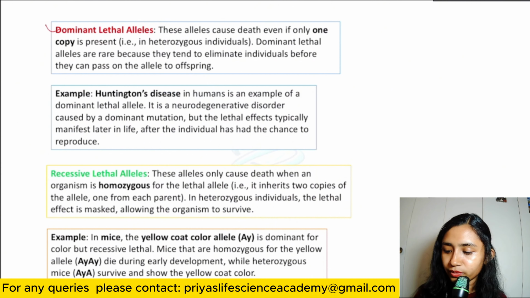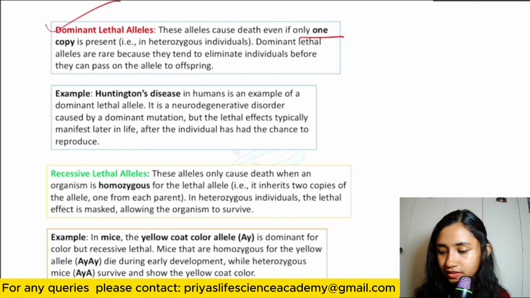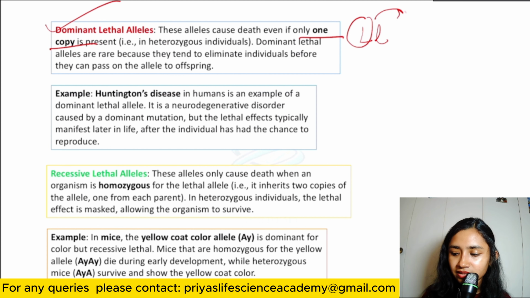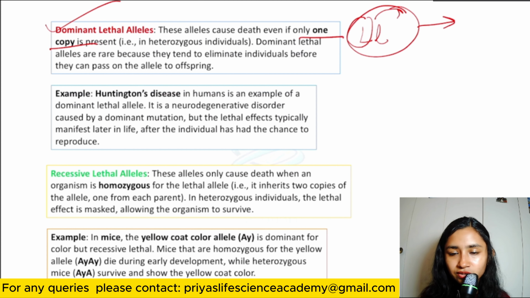So what is a dominant lethal allele? These alleles cause death even if only one copy is present. I told you that for capital L small l, only capital L is enough for death. That is, in heterozygous individuals also. Dominant lethal alleles are rare because they tend to eliminate individuals before they can pass on the allele to offspring, because they themselves die. How can they pass their alleles to the next generation?